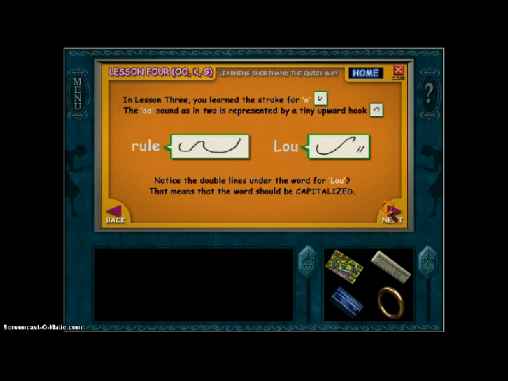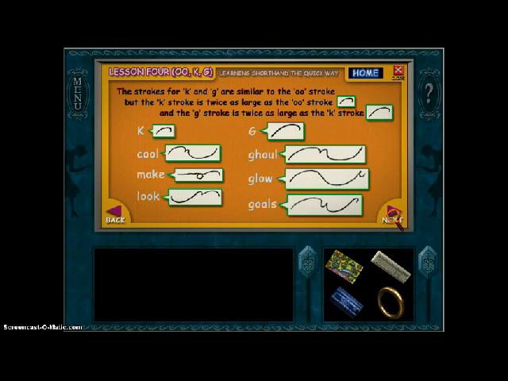In lesson 3, you learn the stroke for the oo sound. The oo sound, as in to, is represented by a tiny upward hook. It's represented right here in rule and right here in lu. Notice the double lines under the word for lu. That means that the word should be capitalized. The strokes for K and G are similar to the oo stroke, but the K stroke is twice as large as the oo stroke, and the G stroke is twice as large as the K stroke.